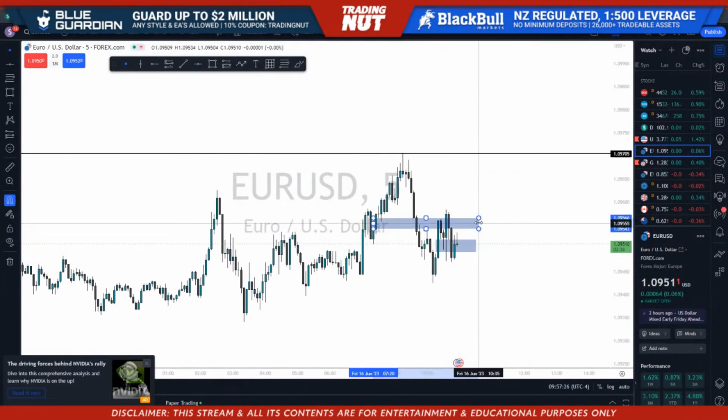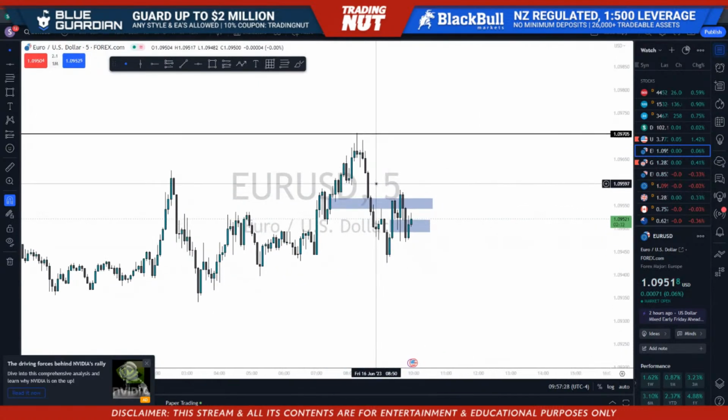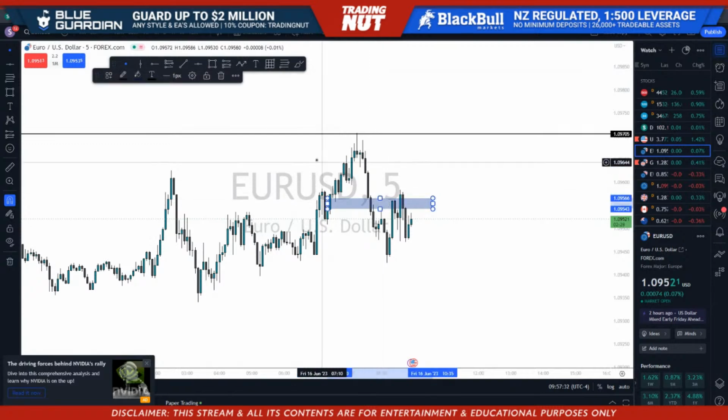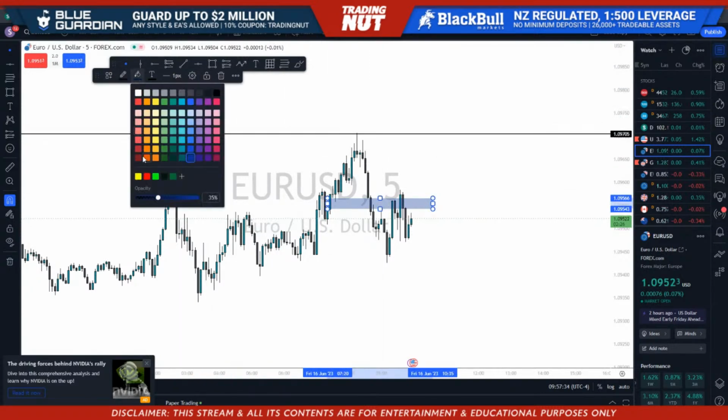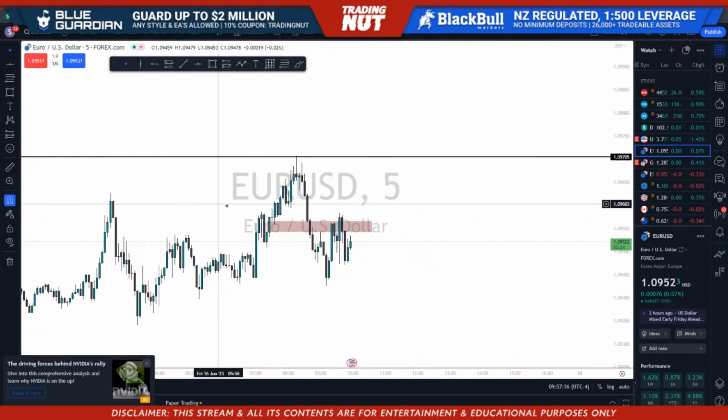Let's do this alt. Just get rid of this one. Change this one to dark red. So we want to see this act as an inverse for what you got now. Let's see.